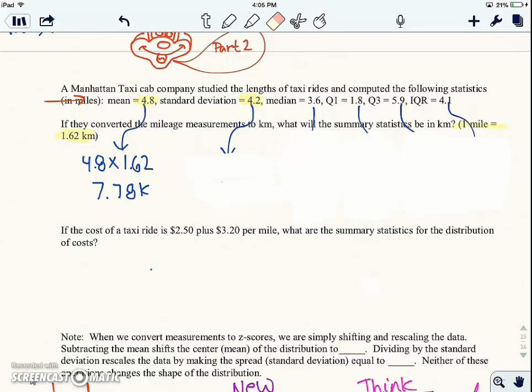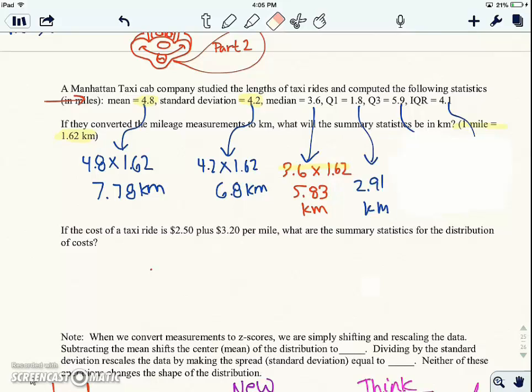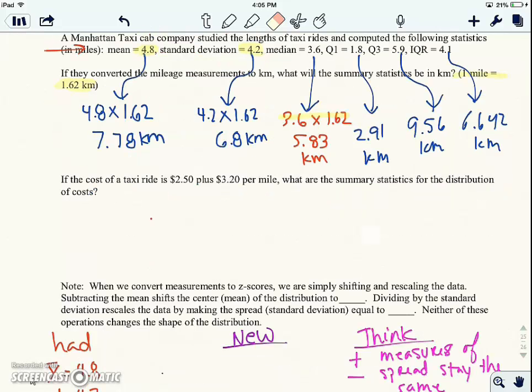If we did the standard deviation times 1.62, we'd get 6.8 kilometers. If we did the median and the quartiles, we would get this. And all I'm doing is multiplying by 1.62. You may need to pause to write that down. All right, so that's just a standard scale. Notice that everything shifted.